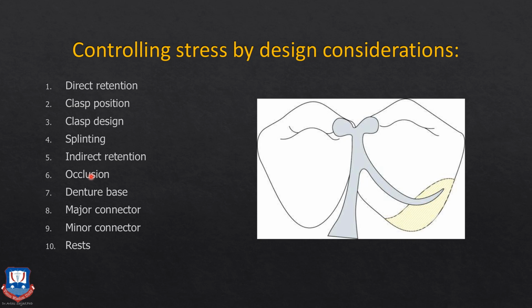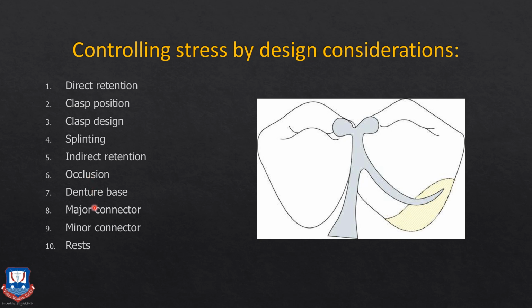And second is the denture base extension. The denture base should extend over as much of the residual alveolar ridge as possible, that is up to the mucobuccal fold or the mucolingual fold, thereby increasing the surface area of the denture base and minimizing the stress that is generated during chewing or mastication. So it's just like the snowshoe principle that we see.